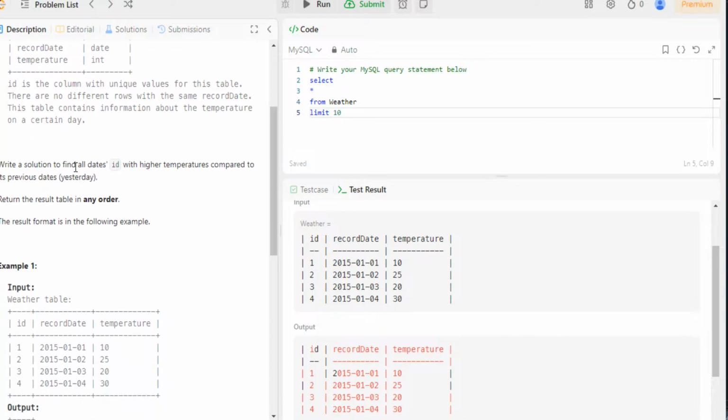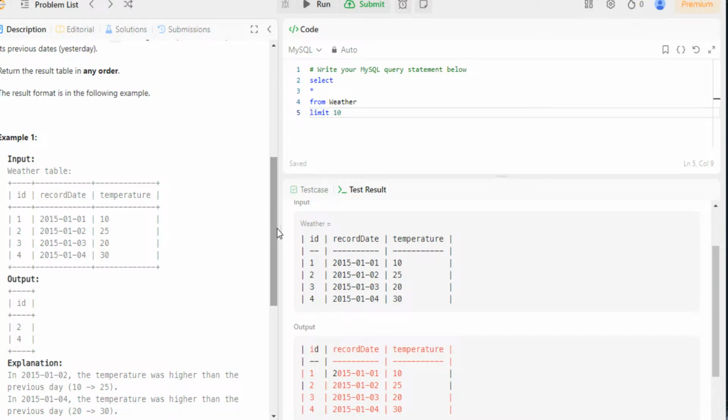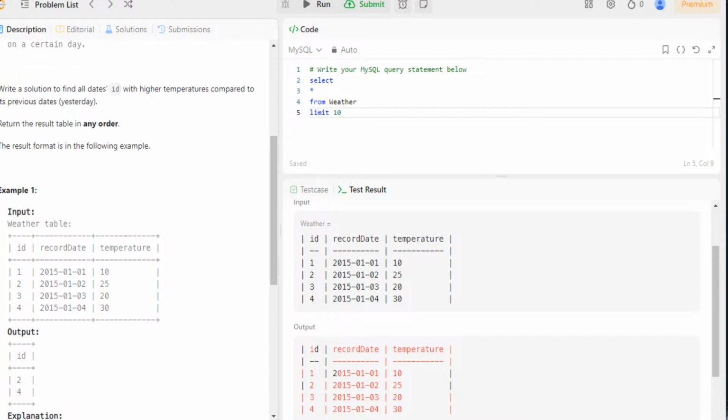All right, cool. Write a solution to find all dates' IDs with higher temperatures compared to the previous date, yesterday. Return. Ooh, this is going to be a good one. All right, so let's go back over that for just one second.